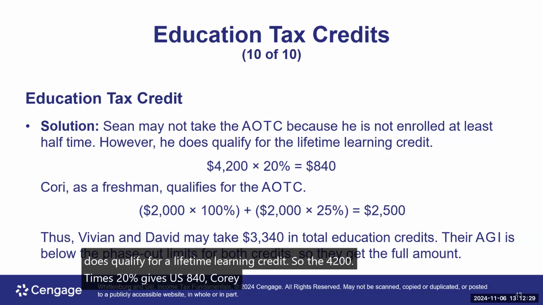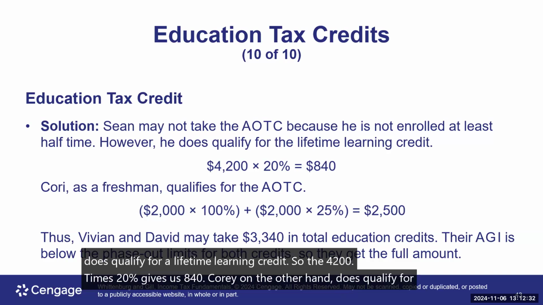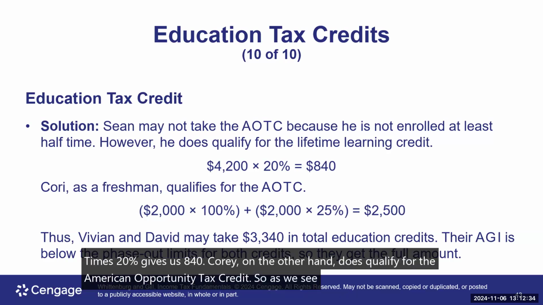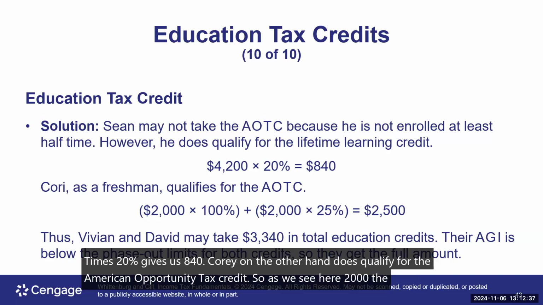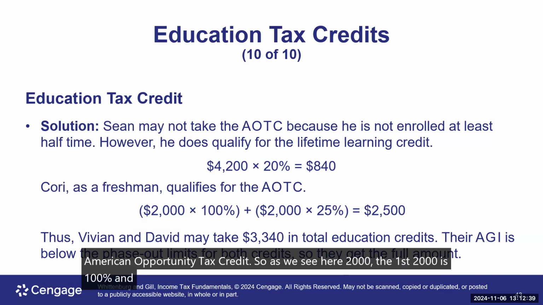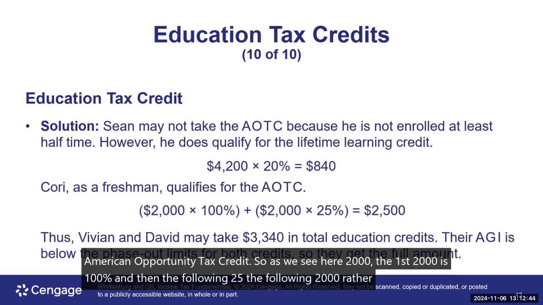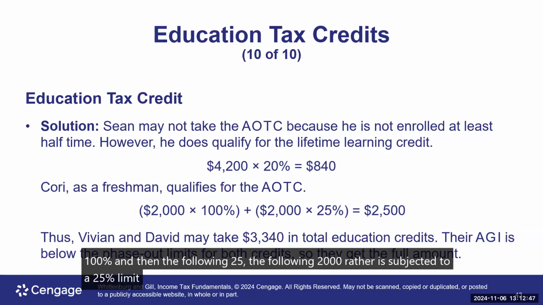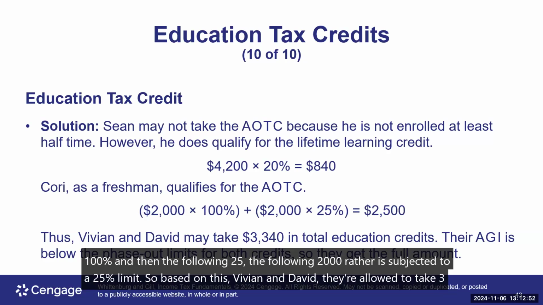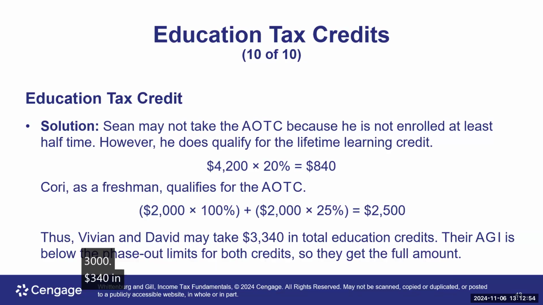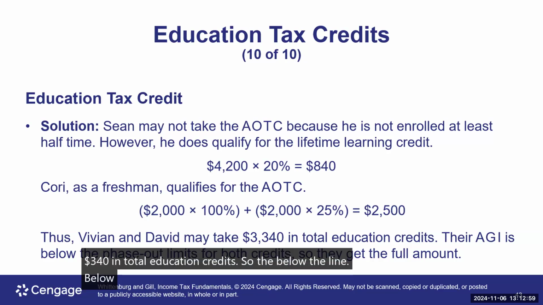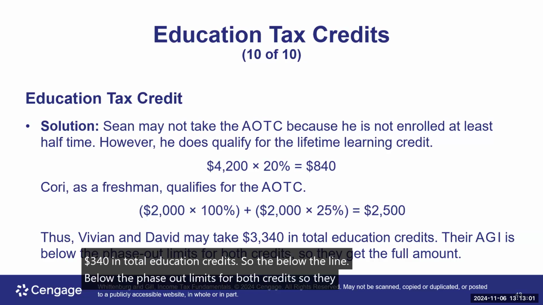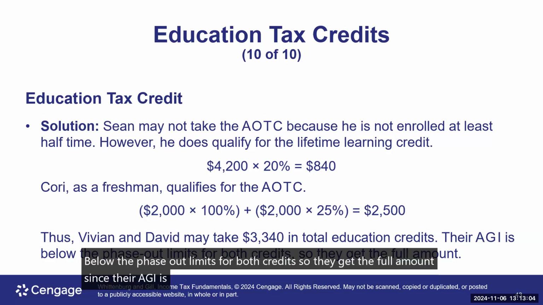Cora, on the other hand, does qualify for the American Opportunity Tax Credit. As we see here, the first $2,000 is at 100%, and then the following $2,000 is subject to a 25% limit. So based on this, Vivian and David are allowed to take $3,340 in total education credits. They are below the phase-out limits for both credits, so they get the full amount since their AGI is below the limits.